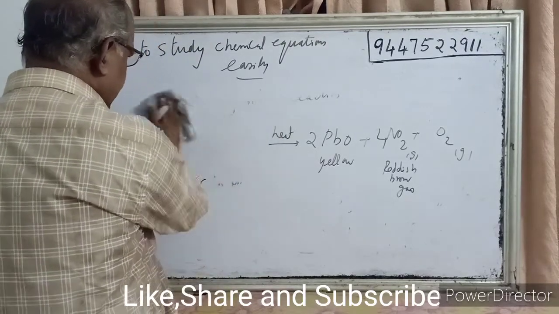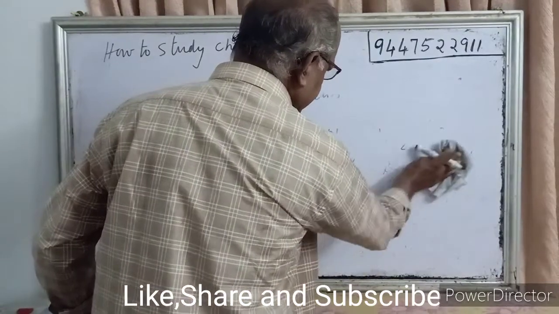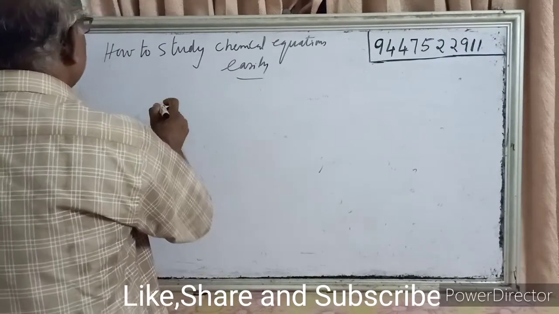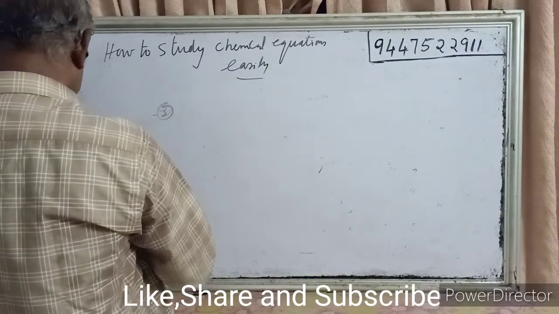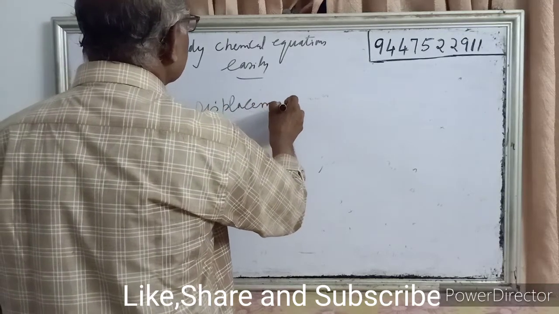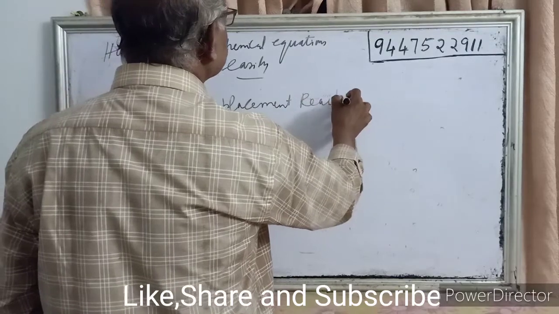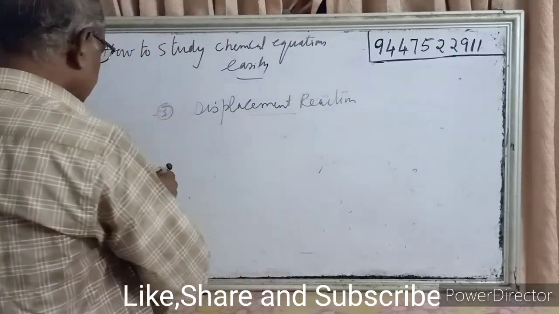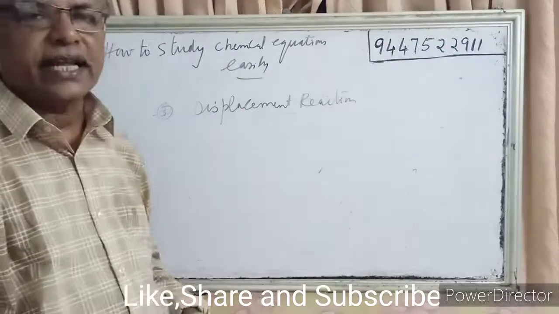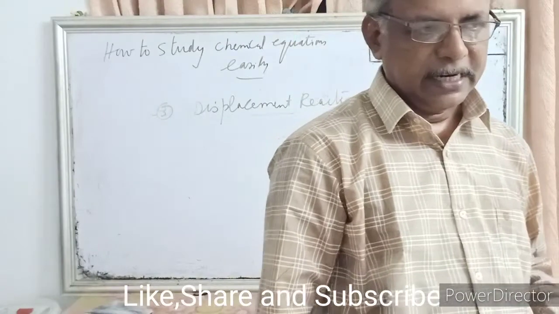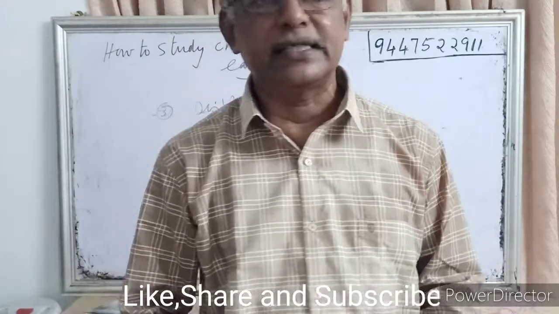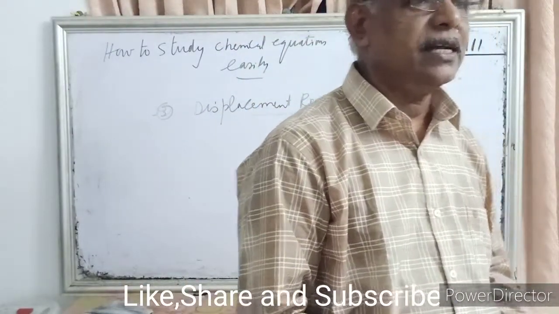Then the third one is displacement reaction. So what is a displacement reaction? Here a more reactive element displaces a less reactive element from its solution. A displacement reaction is a reaction in which a more reactive element displaces a less reactive element from its solution.